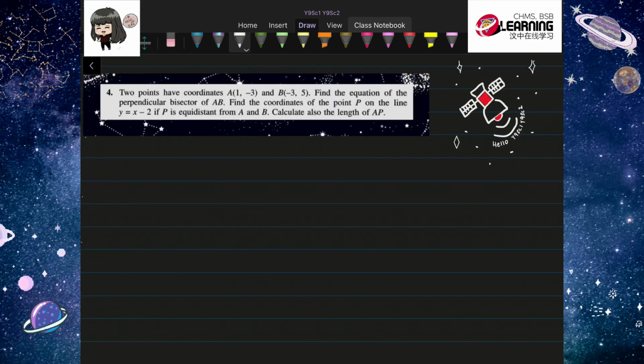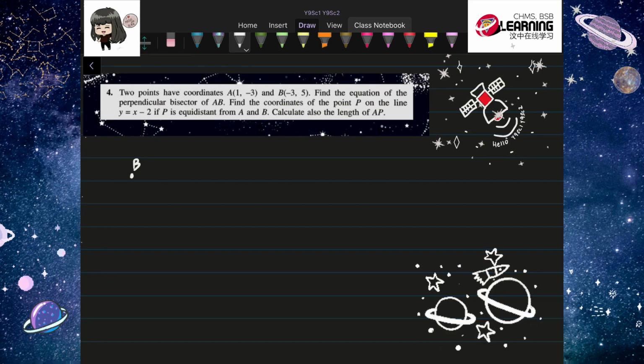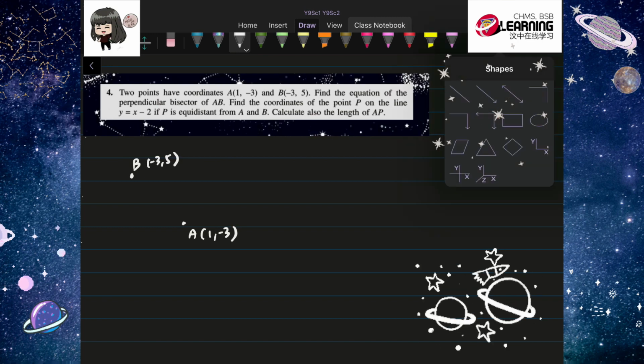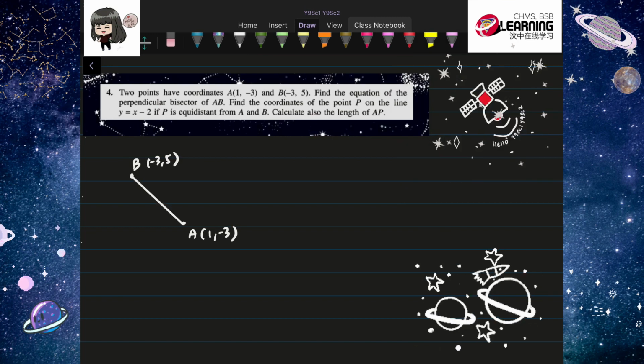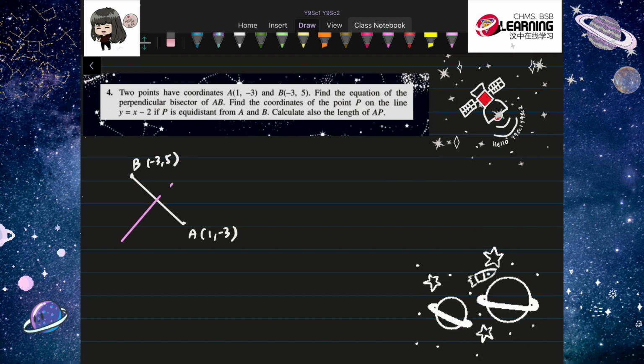Okay, right, so let's go to the last part of the question for today. 2 points have coordinates A and B. It's a draft only, so I rough it out. Point B, point A. And then find the equation of the perpendicular bisector, the one that potong into half like that. So they're asking you to find the equation of the perpendicular bisector, which is this line.